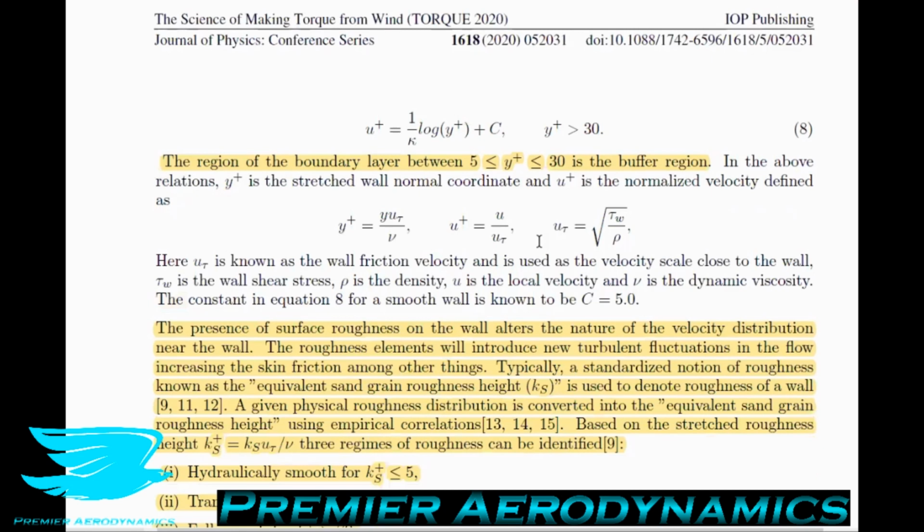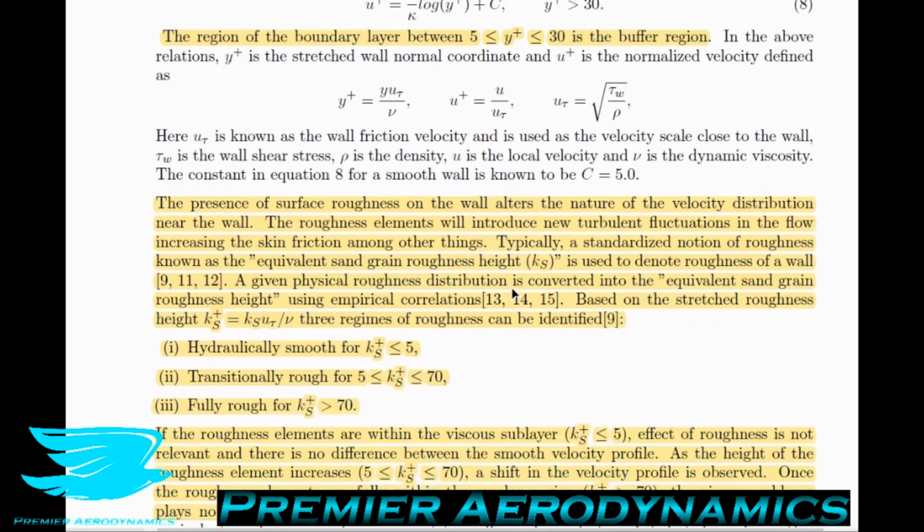So they say here, the region of the boundary layer between a Y plus of 5 and 30 is the buffer region, and below 5 is the subviscous boundary layer. So that's just some theory behind the CFD, why we want Y pluses to be so low and what they correspond to in terms of the boundary layer.